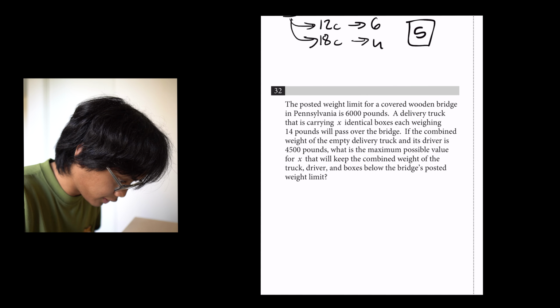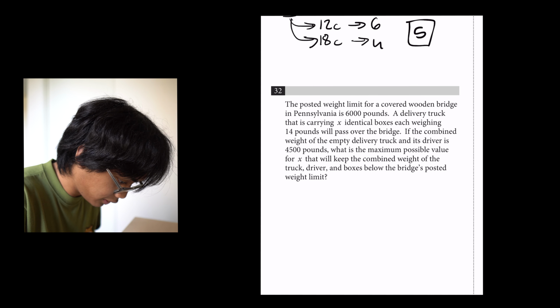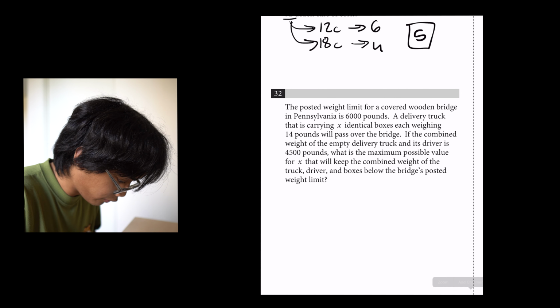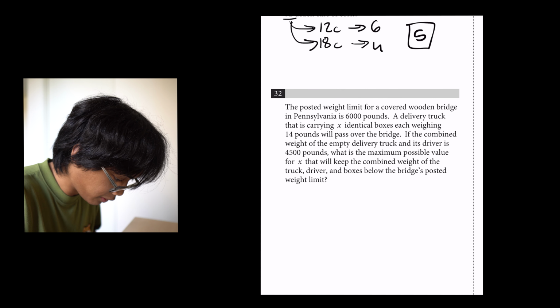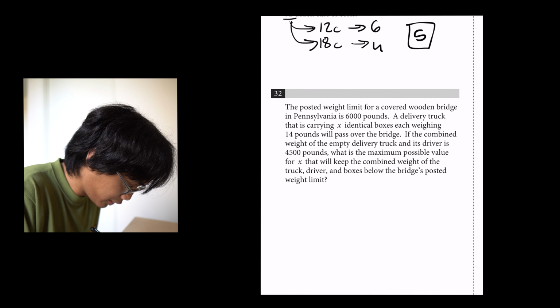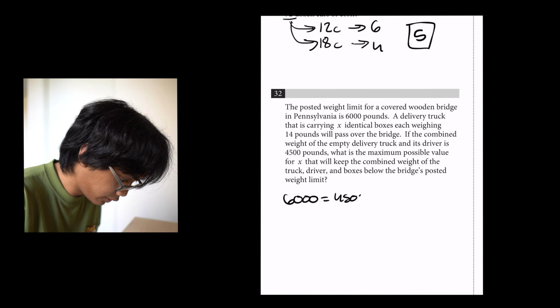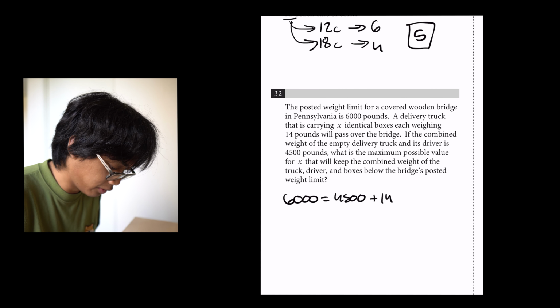Posted weight limit is 6,000 pounds. A delivery truck that is carrying X identical boxes, each weighing 14 pounds, will pass over the bridge. What is the maximum possible value for X that will keep the combined weight of the truck, driver, and boxes below the bridge's posted weight limit? So the weight limit is 6,000. The delivery truck and the driver is 4,500. The weight of the box is 14 pounds per number of boxes.